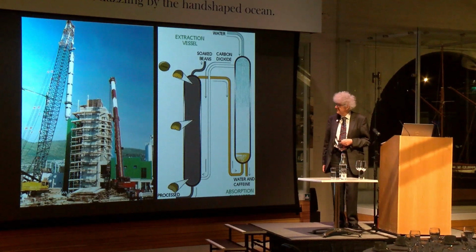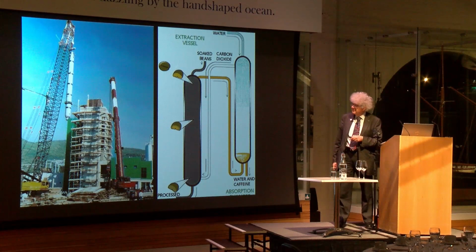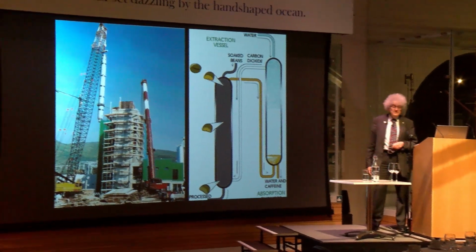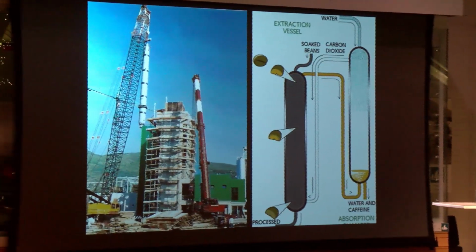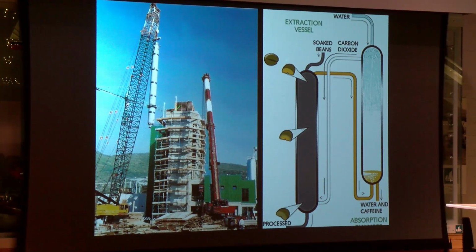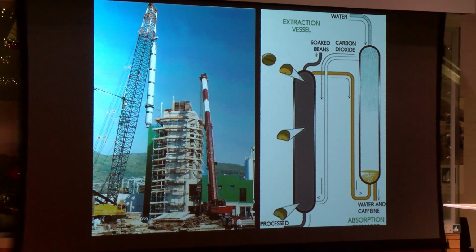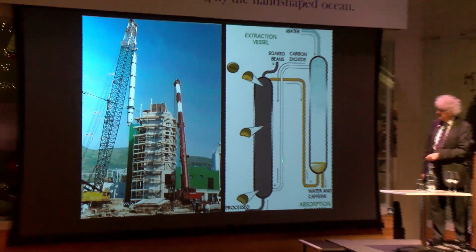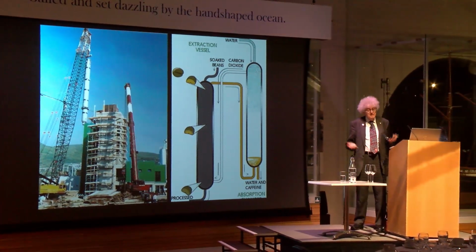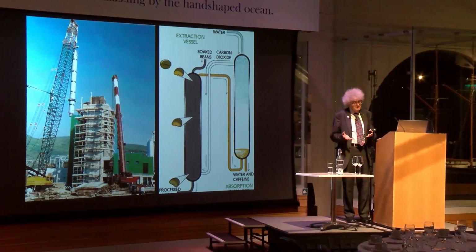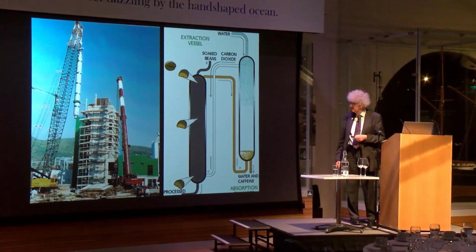This is serious engineering. Here is an extraction vessel for decaffeination of coffee and coffee beans, and you can see there's some little workers down here for a scale. And the process itself is quite nice. You have a big column, you feed the beans in at the top and they come out the bottom, and the CO2 is circulated around. The coffee beans have to be kept wet, otherwise the process doesn't work.